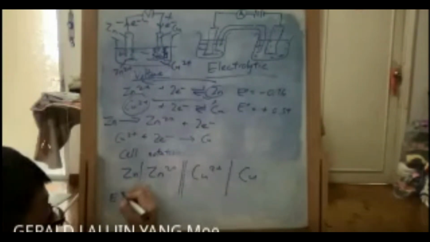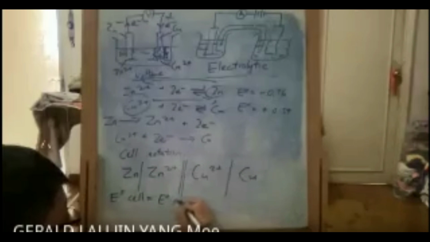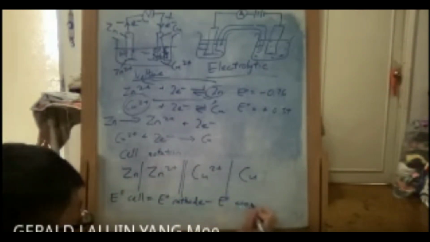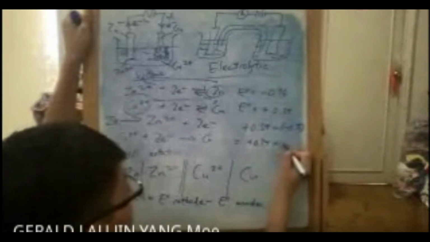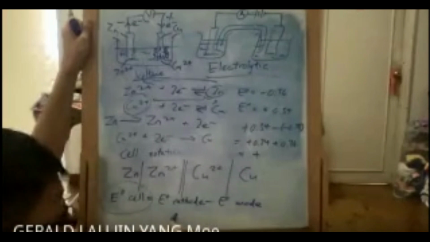And one last thing before we end this subtopic, calculate the voltage of the cell. E naught cell equals E naught cathode minus E naught anode. So positive 0.34 minus negative 0.76 means 0.34 you will plus 0.76, and then your answer must be positive because your E naught cell, cell voltage, is confirmed positive.